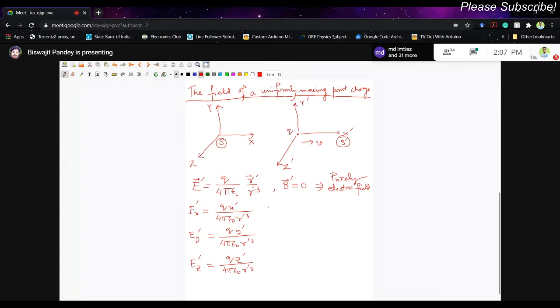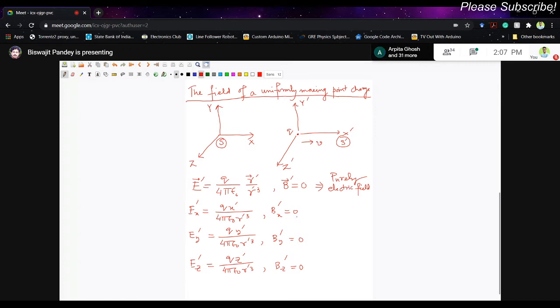And of course these will be 0. Bx prime, let's put a comma, bx prime will be 0, by prime will be 0, bz prime will be 0. I'm writing this simply because it will be easier to apply the transformation then. You can apply them directly without writing them if you want.